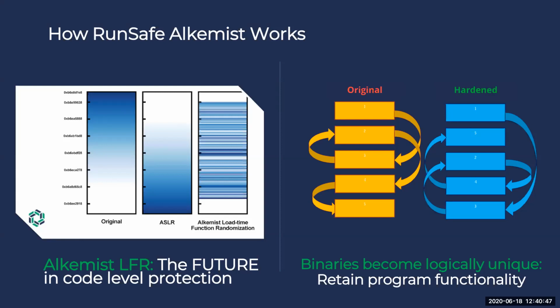The image on the right depicts this at a high level, showing the function layout in memory being modified via hardening. However, the control flow is maintained. As this is a pretty technical audience, I wanted to dive one layer deeper into how Alkemist actually works.